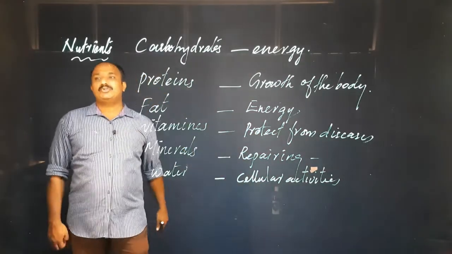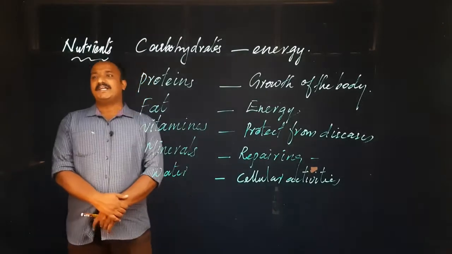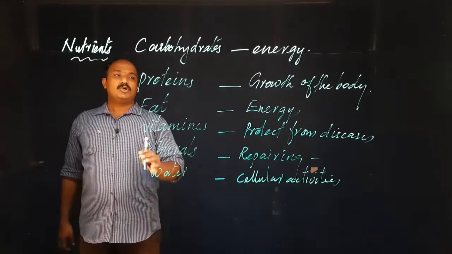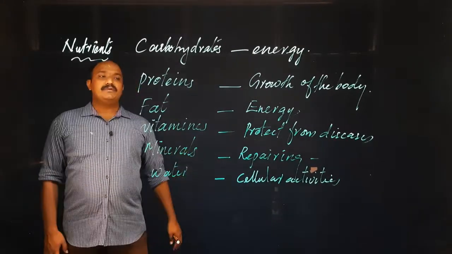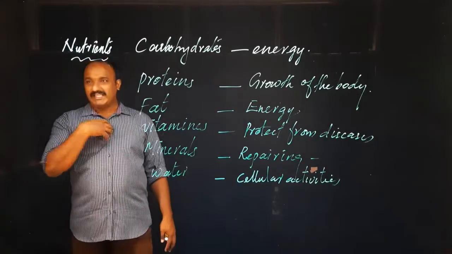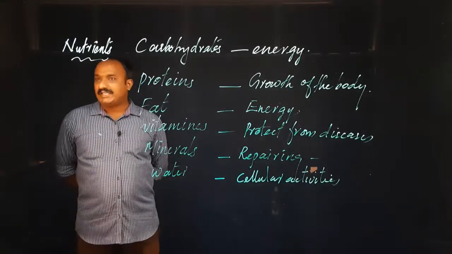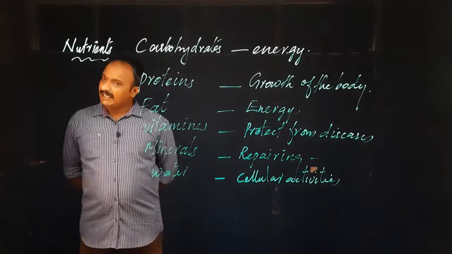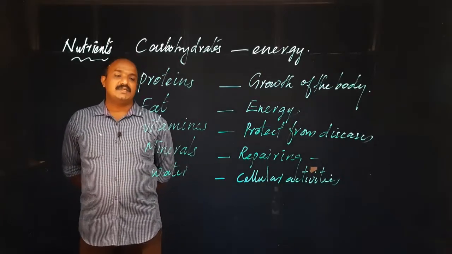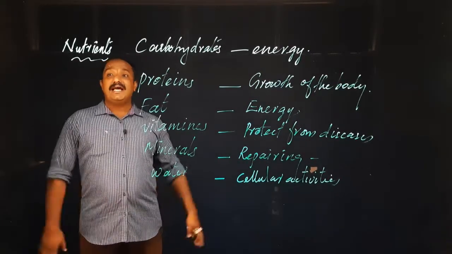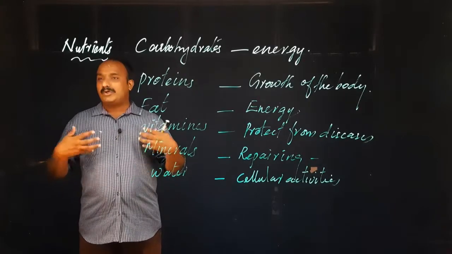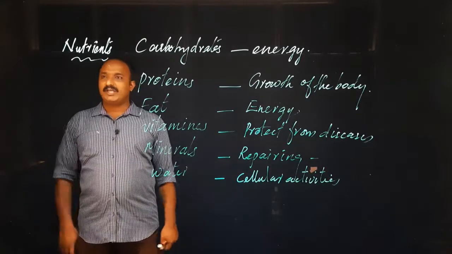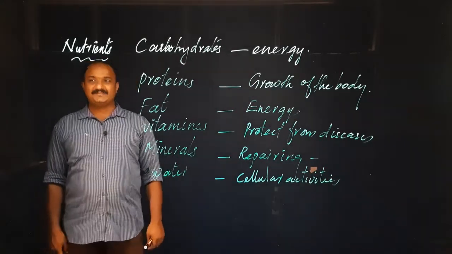So these are the nutrients and their uses. Carbohydrate is used for producing energy, protein for the growth of the body, fat again for producing energy, vitamins to protect from diseases, minerals for the repairing of the body and also for protecting from diseases. Water is for cellular activity like absorbing the nutrients and producing energy. For many cellular activities, water is needed. So this is to be studied.